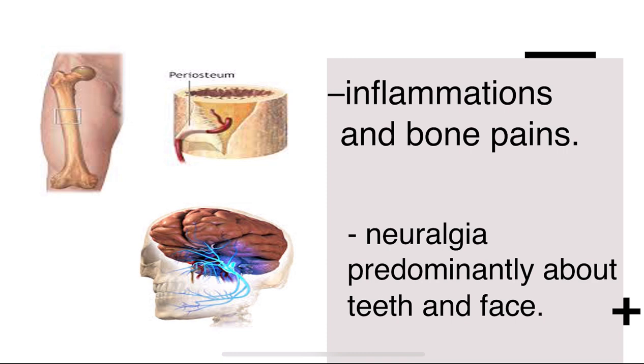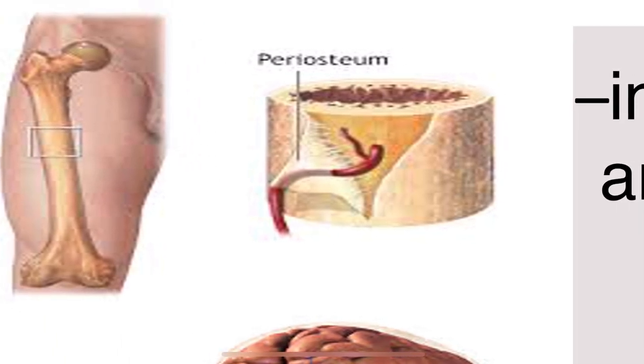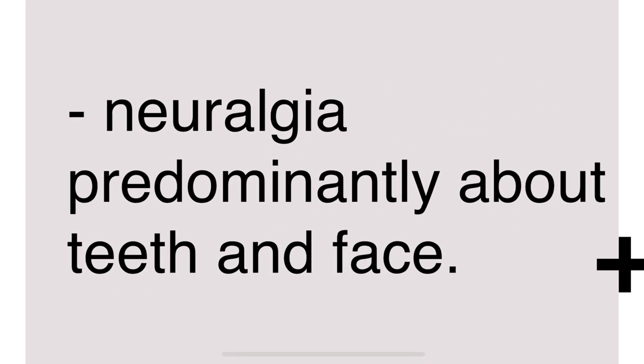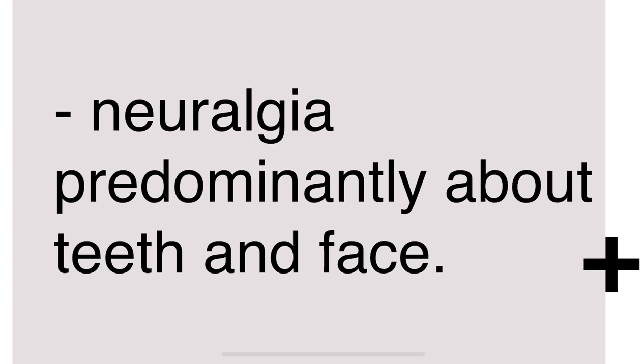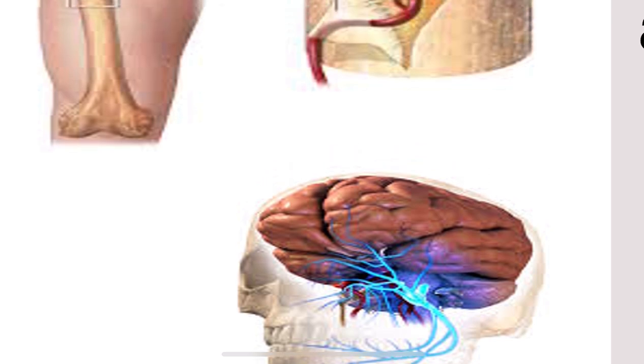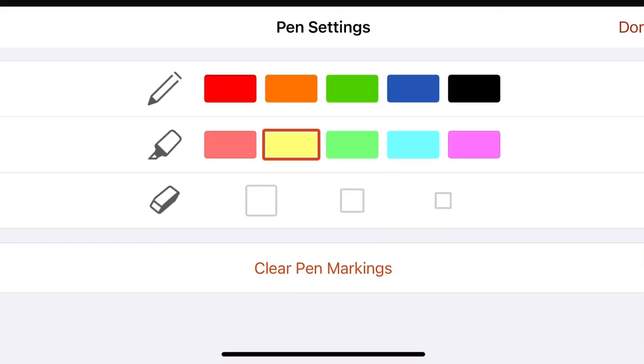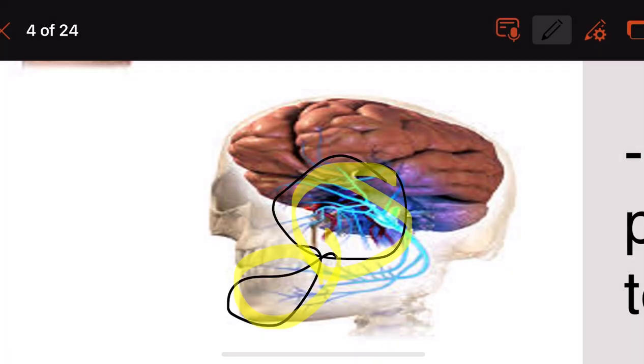Acting on the bones, what does it do? Mezereum acts on the bones. It produces inflammation and bone pain, which is nothing but osteomyelitis. Particularly, it acts on the periosteum of the bone, producing inflammation, swellings and severe bone pains. Next, Mezereum acts on the nerves. Acting on the nerves, it produces neuralgia predominantly about the teeth and the face.